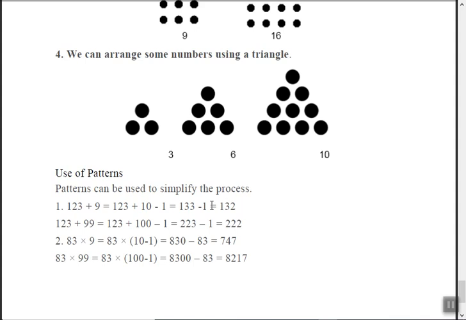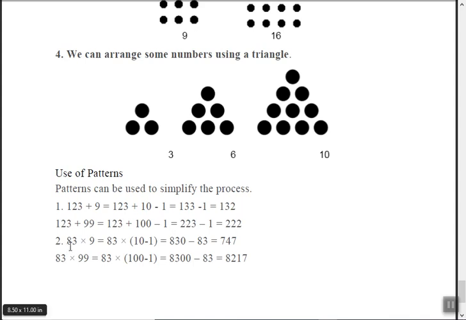Now you'll say it's quite easy. Why do I do it this way? But look at difficult numbers like 123 plus 99. Now it's difficult. So 123 plus 100 minus 1. 123 plus 100 is 223. 223 minus 1 is 222. Now it becomes easier.